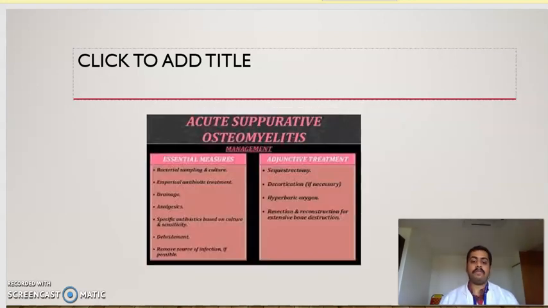Now we see the management of acute suppurative osteomyelitis. Bacterial sampling and culture, empirical antibiotic treatment, drainage, analgesics, specific antibiotics based on the culture and sensitivity, debridement, remove source of infection if it is possible. Adjunctive treatment: sequestrectomy, that is removal of the sequestrum of the dead bone, decortication if necessary, hyperbaric oxygen, which will be explained later, resection and reconstruction for the extensive bone destruction.